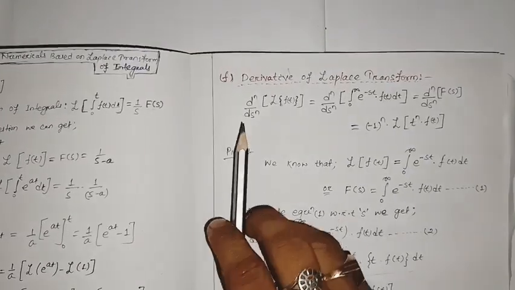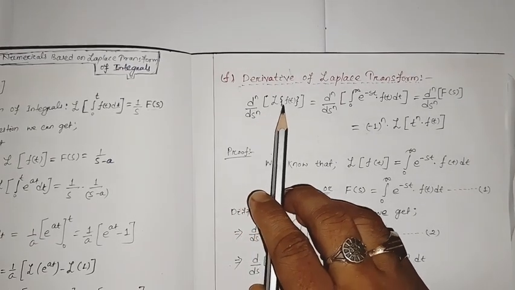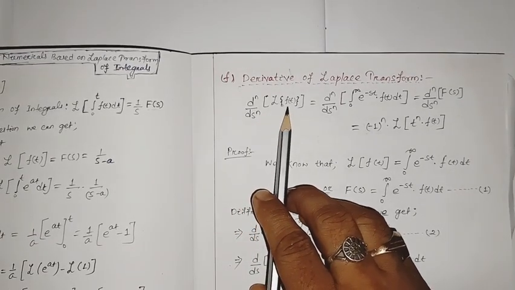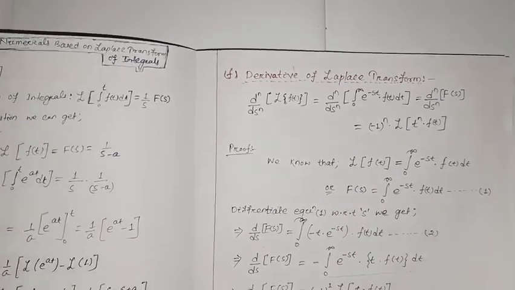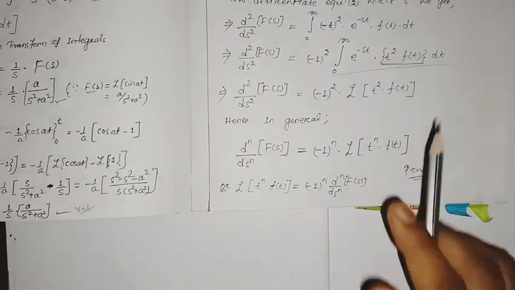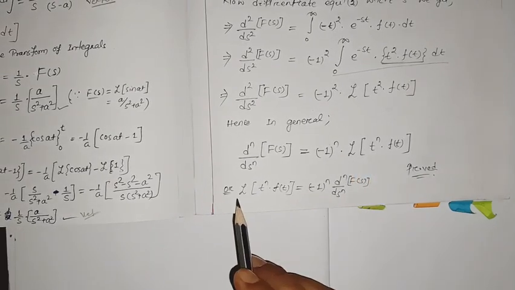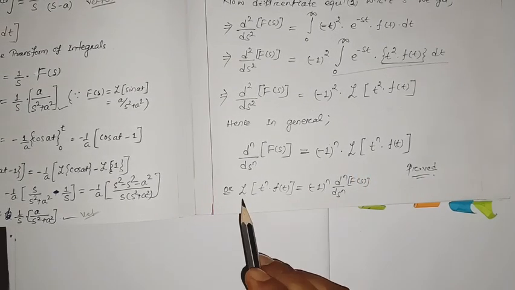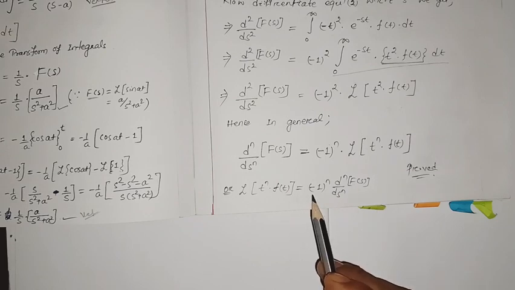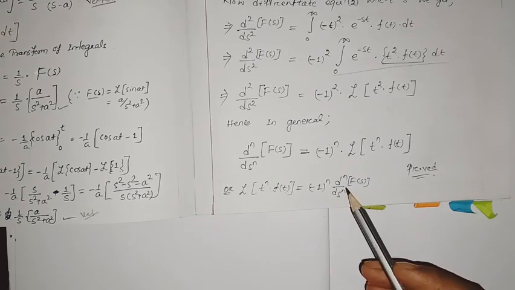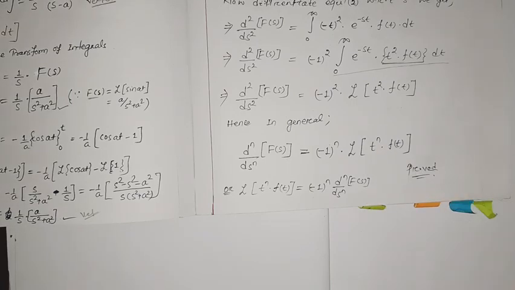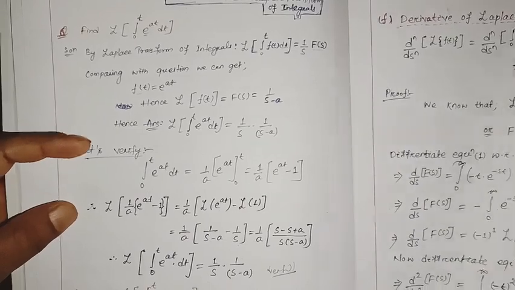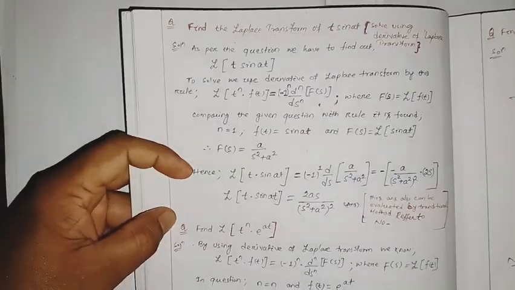We intended to prove this one: the nth derivative of Laplace transform of a function will be equal to minus 1 to the n Laplace transform of t to the n f of t. Here we proved. Some books have written it in this fashion, that is, Laplace transform of t to the n f of t will be equal to minus 1 to the n, nth derivative of F of s. Any one of these expressions you have to remember for the numericals.